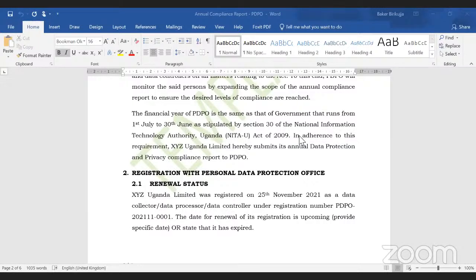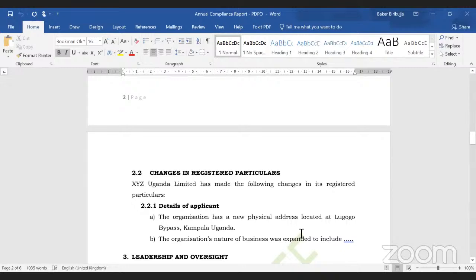Remember, the law says that you are supposed to renew 3 months to the expiry of your certificate. So please include that. There is no one standard period within which everyone should renew because different companies registered within different periods. So do that calculation and provide such details. And if your certificate has expired, that should be indicated as well.